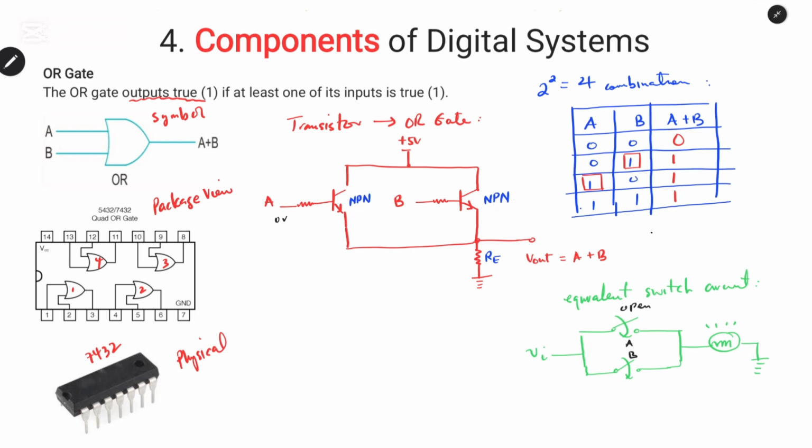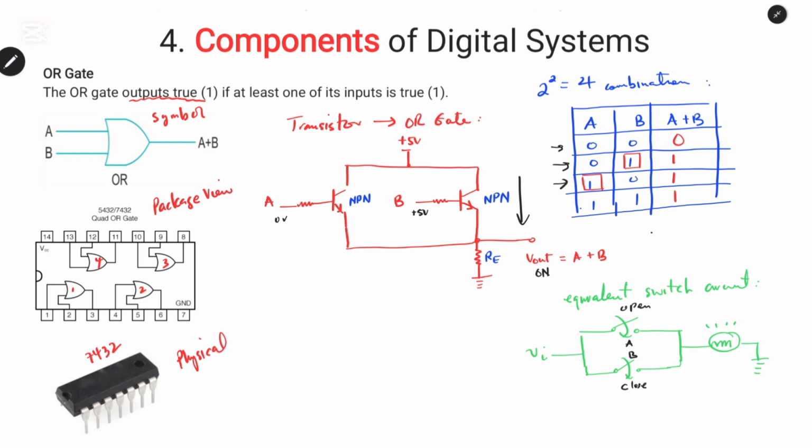And in the second combination, if we apply 0 volts to input A and positive 5 volts at input B, that means the switch B is closed and no current is flowing in the first NPN transistor, and now we have current flowing in this direction. So we can see that the current can reach the output. So the output will be on in that case. So the light bulb is now on. This is for the second combination.